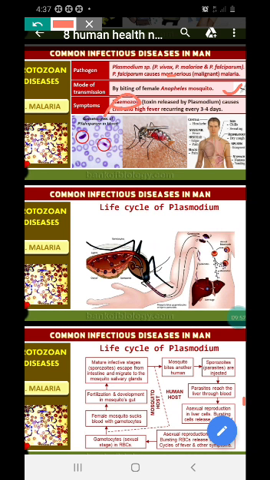Now you should know the life cycle of this malarial parasite. When a mosquito bites a human being, it is releasing the sporozoites. What is that? The sporozoites into our blood, from its salivary gland. And it passes through the blood to the liver. It first goes to the liver.